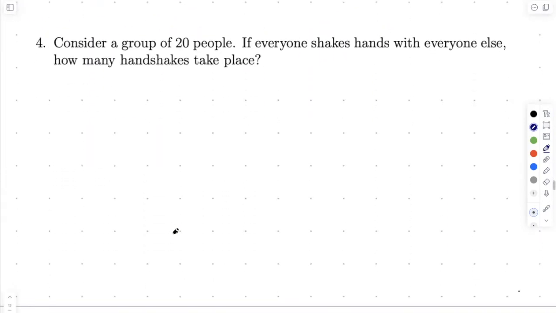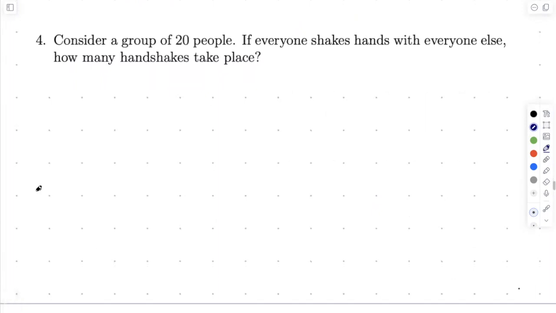There is another question, but it is not of the same type. Question number 4 is, consider a group of 20 people. If everyone shakes hands with everyone else, how many handshakes take place? This is a very good question, and you may have seen a similar type of question in one of the movies also.